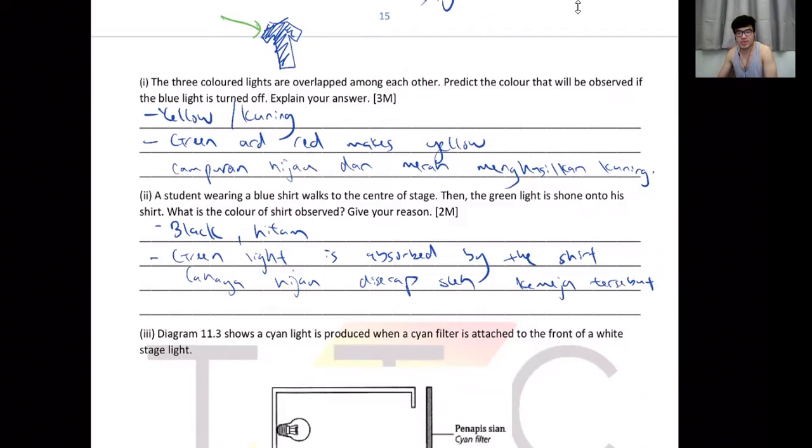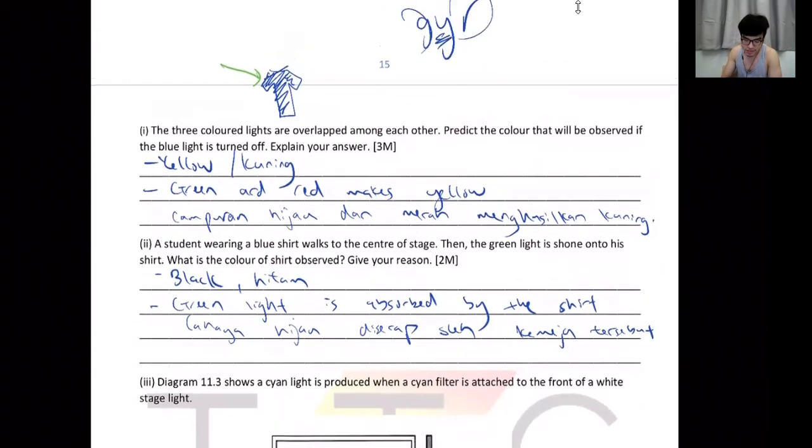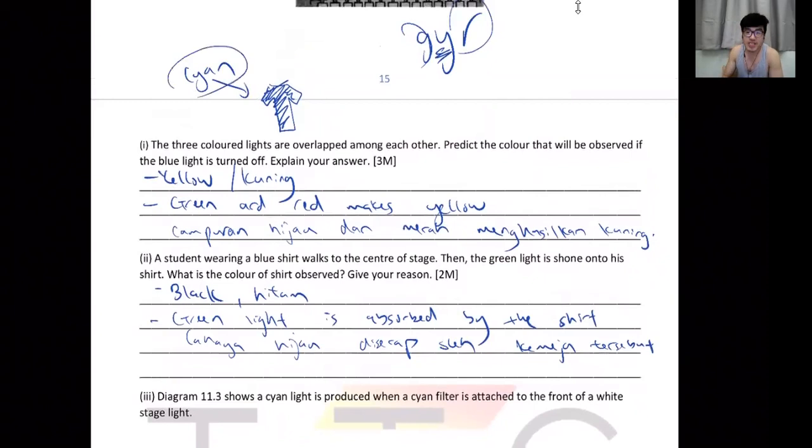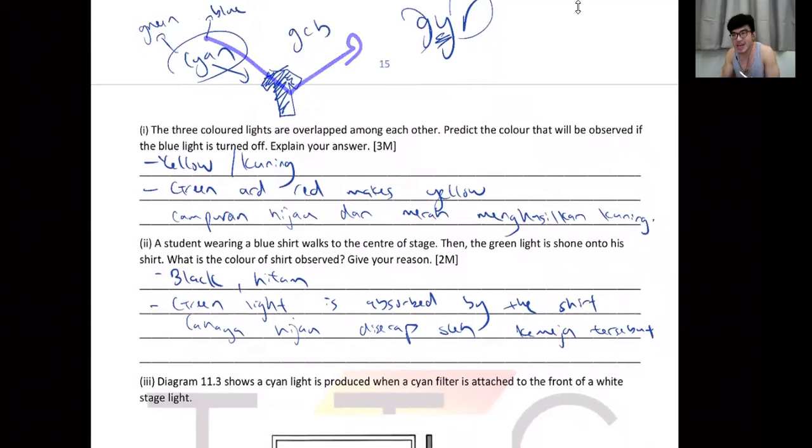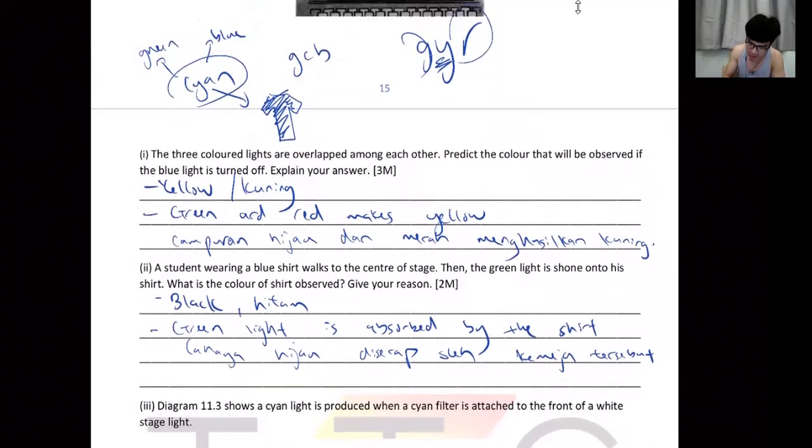So what happens if I use cyan? If I give it cyan, what will happen? Like I said, whenever you see a secondary color, split it into two primary colors. So remember GCB, cyan is made from green and blue. So if I give green and blue to this shirt, what will happen? Green will be absorbed because this shirt will absorb green. Blue, this shirt will not absorb because the shirt is blue. So blue will bounce off. This time you will see blue because got blue.